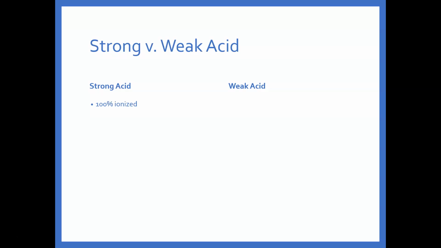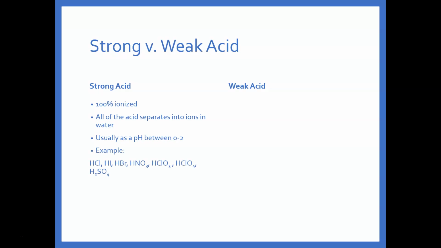So strong acids are going to 100% ionize, meaning break down into ions. All of the acid separates into ions in water, usually between a pH of 0 and 2. And some examples for you are HCl, HI, HBr, HNO3, HClO3, HClO4, and H2SO4. You are responsible for memorizing all 7 strong acids.